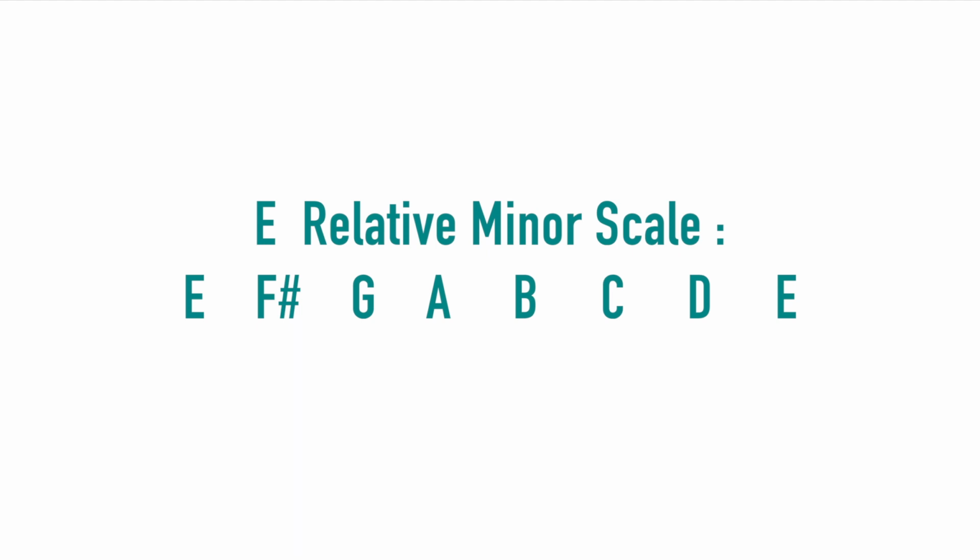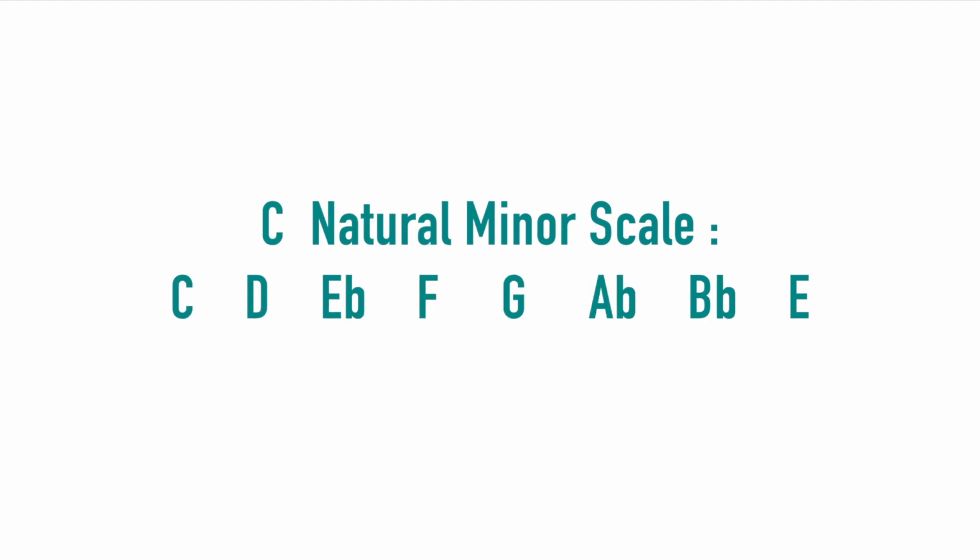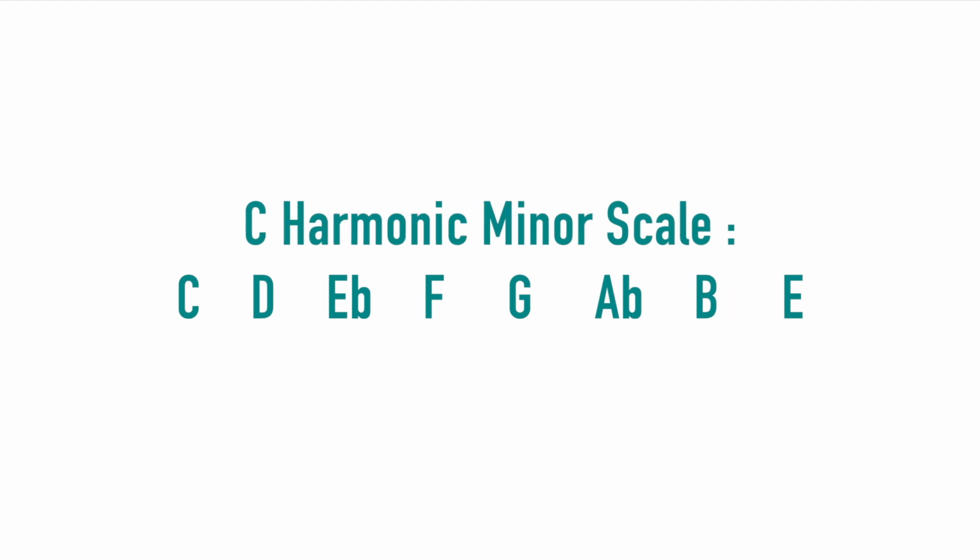This is E relative minor scale. If we put a sharp to the seventh note, it is E harmonic minor scale then. This is C natural minor scale. If we raise the seventh note with one semitone, it becomes C harmonic minor scale.